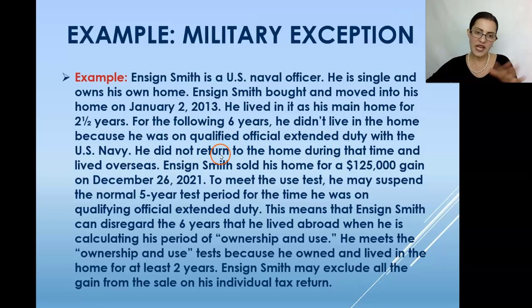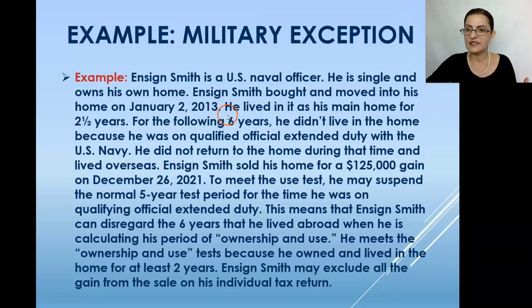So if this had been any other person, then this sale would not have qualified for the Section 121 exclusion because he bought the house, he lived in it for 2.5 years, and then he moved out and he was gone from the home for 6 years. So everybody else gets a 5-year look back.